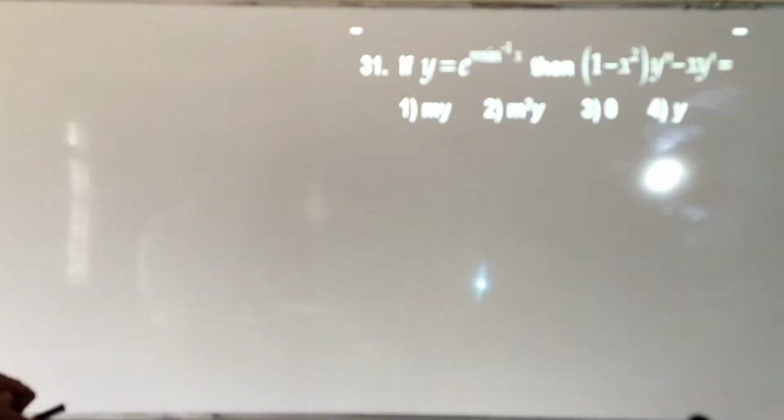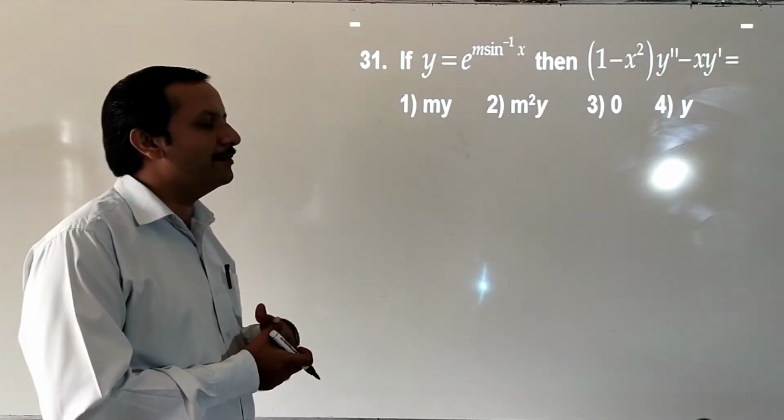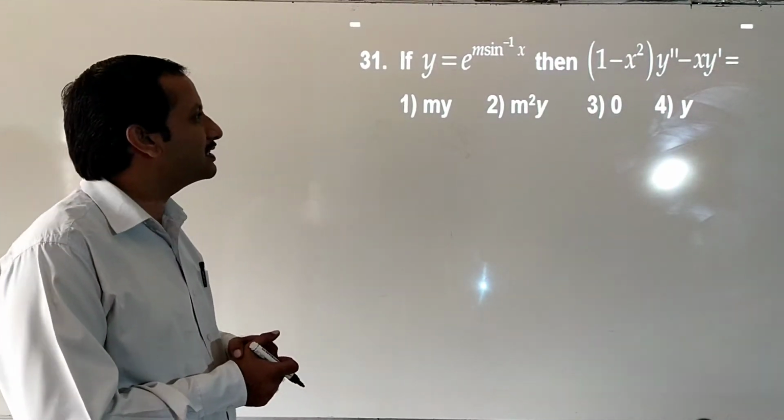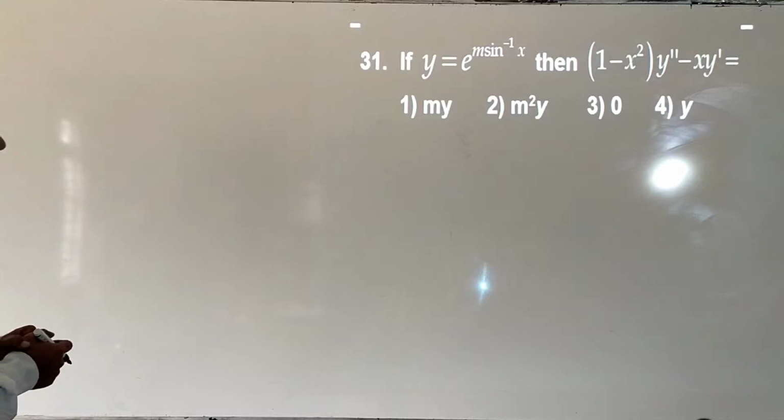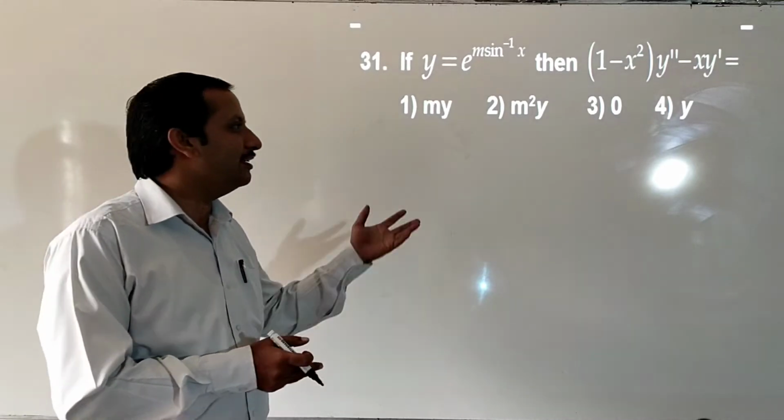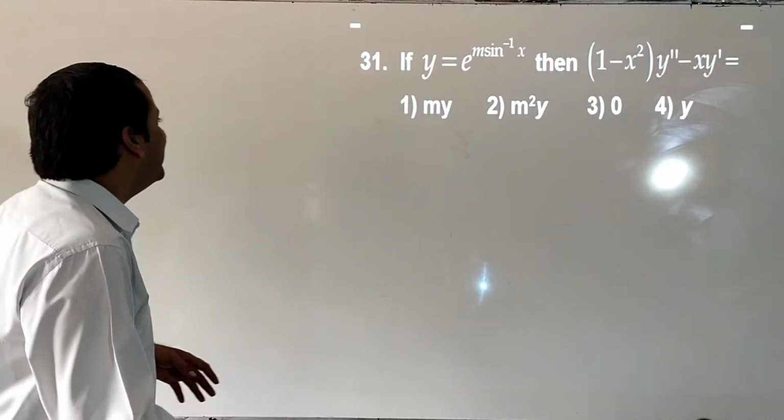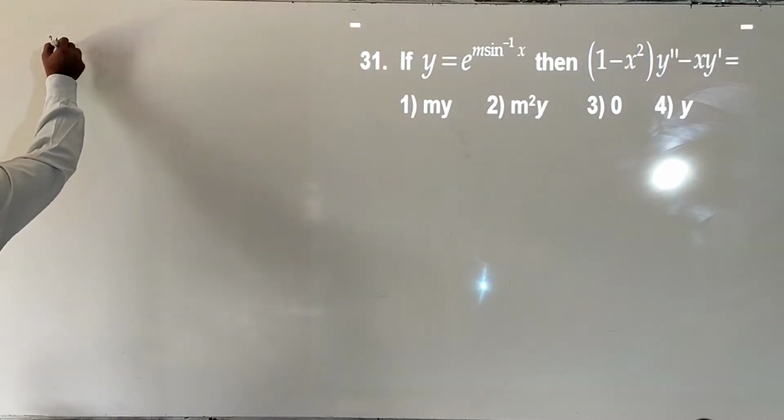If y is equal to e power m sin inverse x, then 1 minus x square into y double dash minus x y dash is equal to. It's a standard result. If you can remember it, directly you can write m square y as the answer. In case you don't know, then what to do, I will explain now.